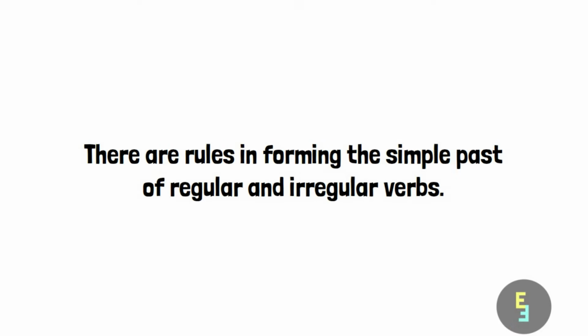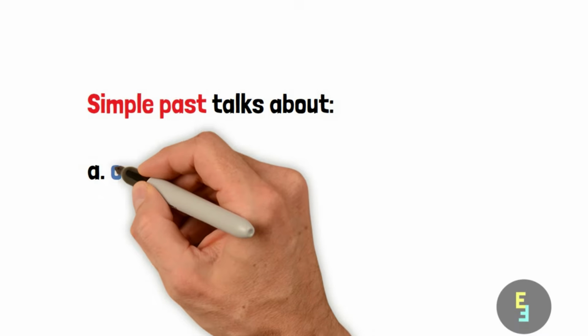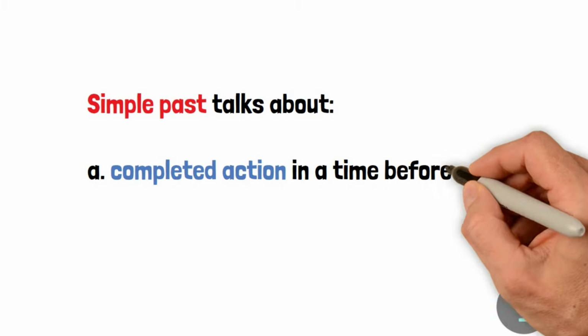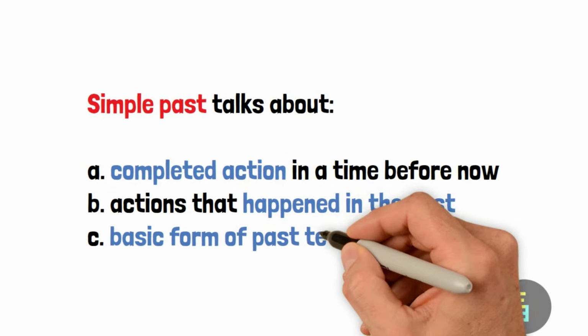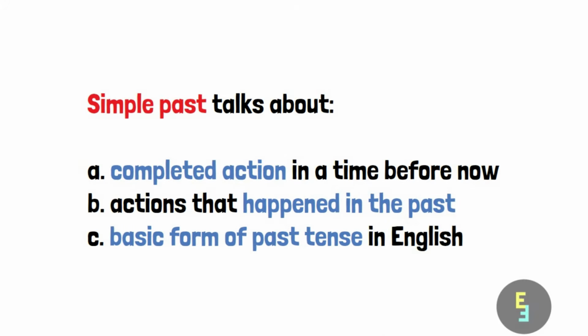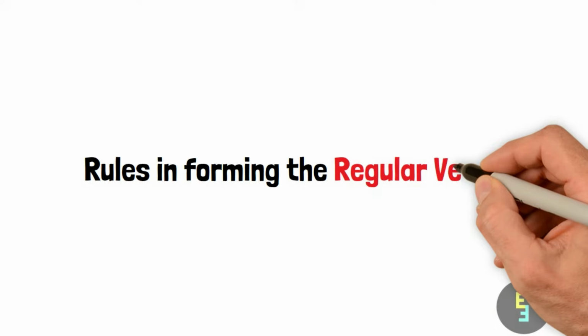But let's just talk first about what we mean when we say simple past tense. The simple past tense is used to talk about a completed action in a time before now. In other words, these are actions that happened in the past. The simple past is the basic form of past tense in English. Now that we know what a simple past tense is, let's start by discussing the rules in forming the regular verbs.